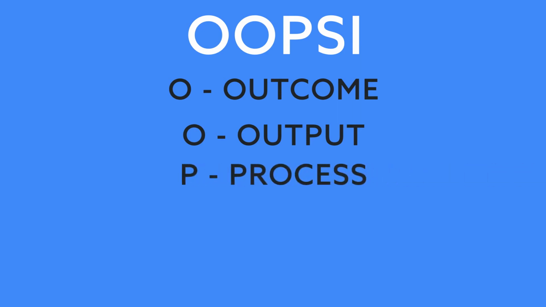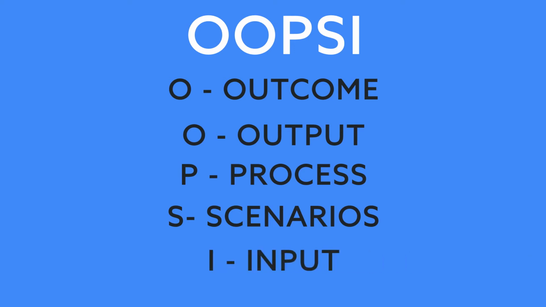P stands for process, i.e. the process required to achieve that output. S stands for different scenarios which would go through the process. I stands for input, all the inputs required, whether it is input required to enter in user screens or the data required for an API for each of those scenarios.